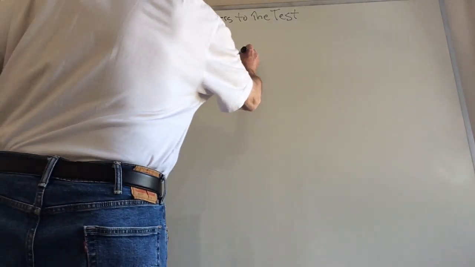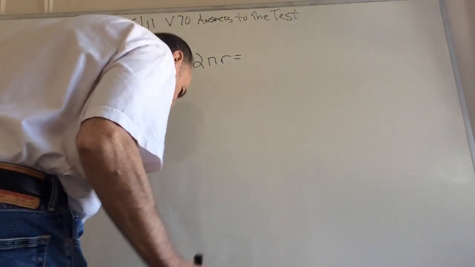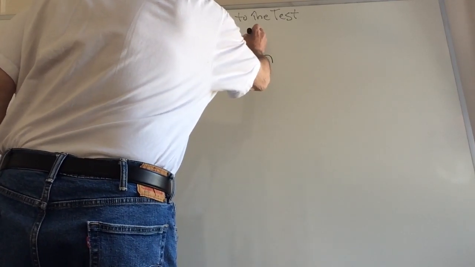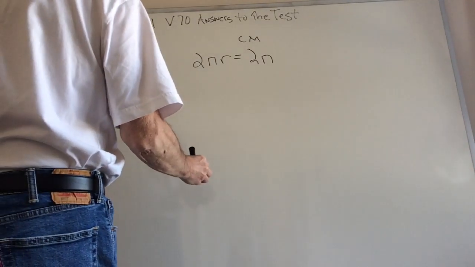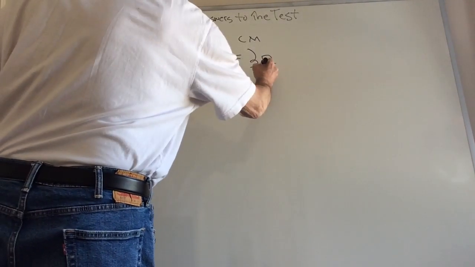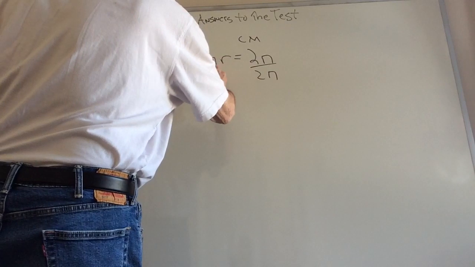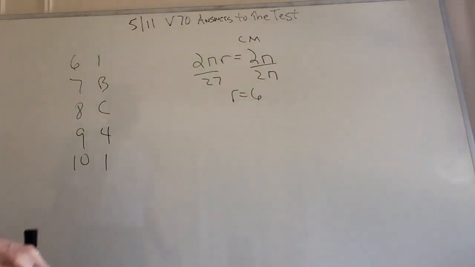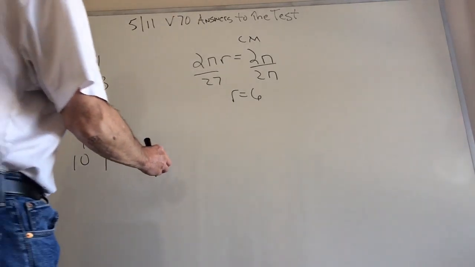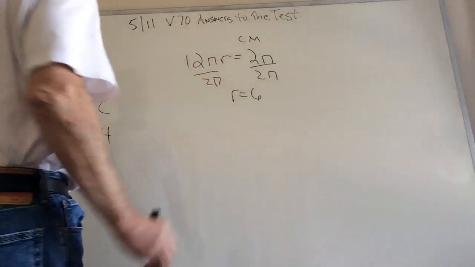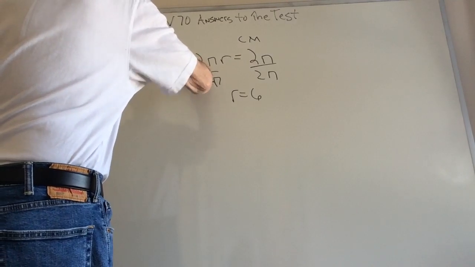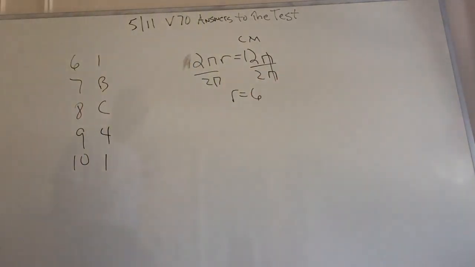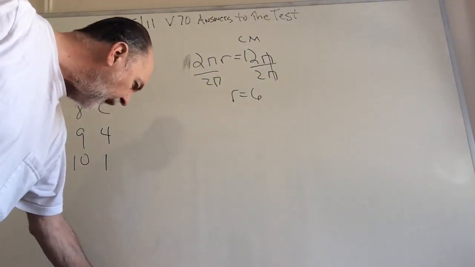So 2 pi r equals, and what did they write here? 12 pi. And then everything's in centimeters. I'll just write that above here. Okay? And when I divide both sides by 2 pi, r equals 6. Okay? I think anybody can see that. Excuse me, 2 pi r equals 12 pi, sorry. And so r equals 6. All right? And I'm sure most of you got that part.